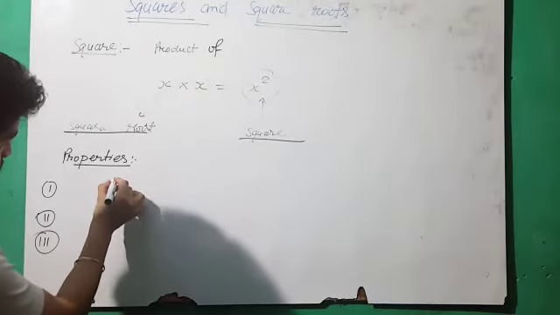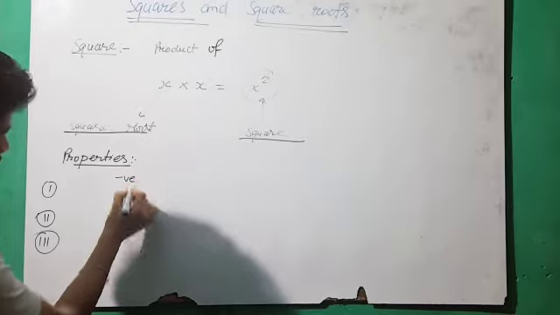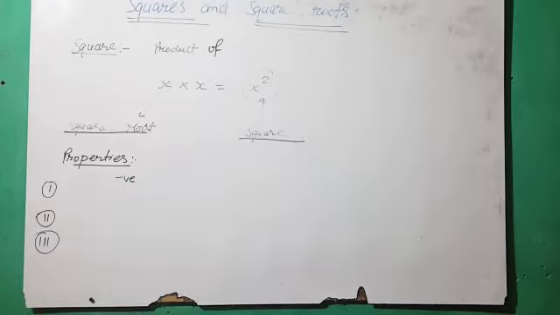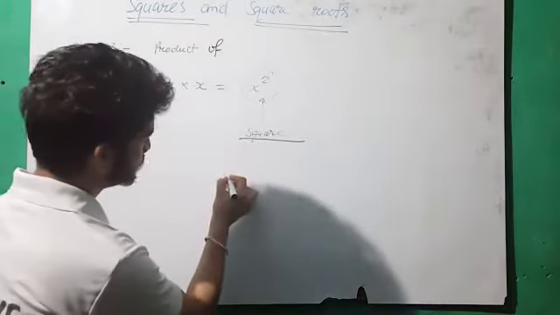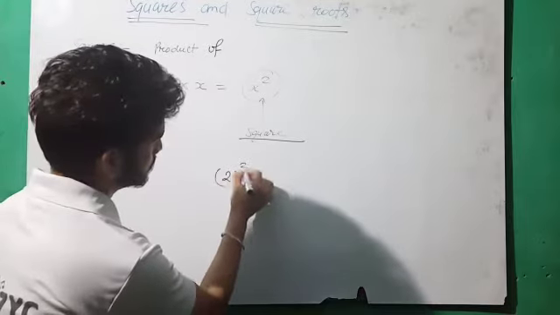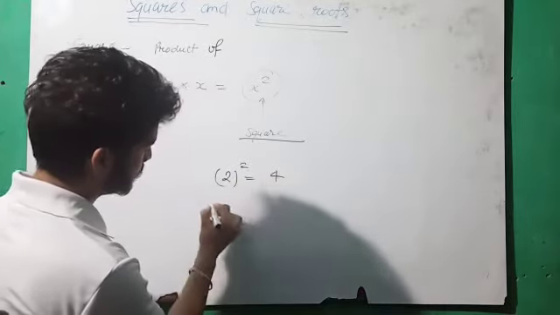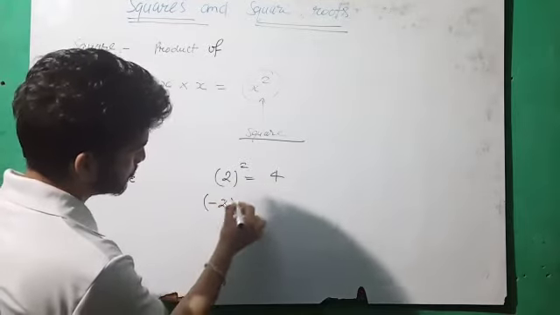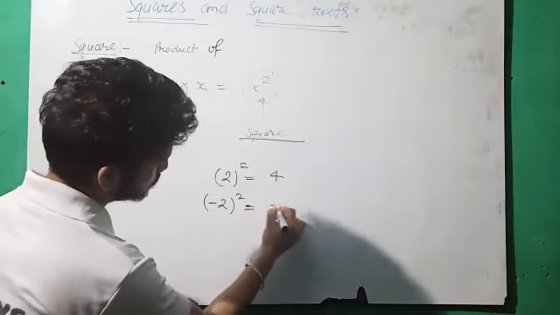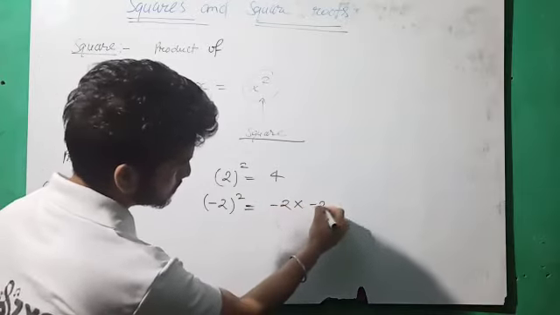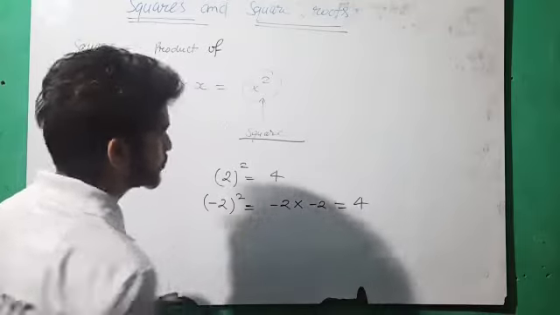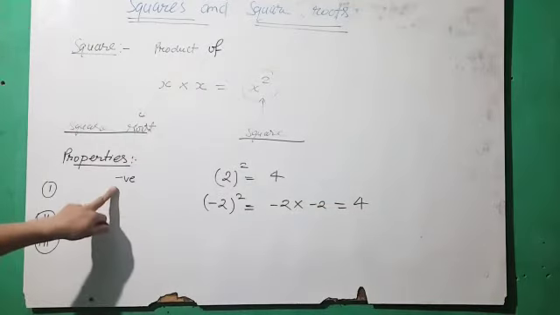The first one is that the square of a number is never negative. Like if you have to find the square of 2, it is 4, and if you want to find the square of minus 2, then minus 2 into minus 2 is again 4. Okay, so a square cannot be negative.